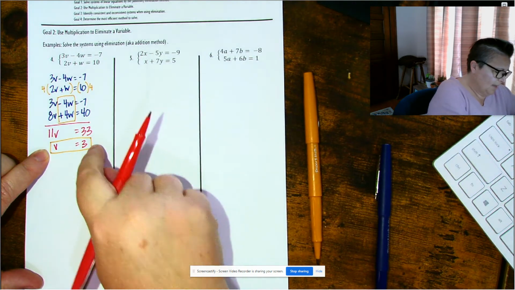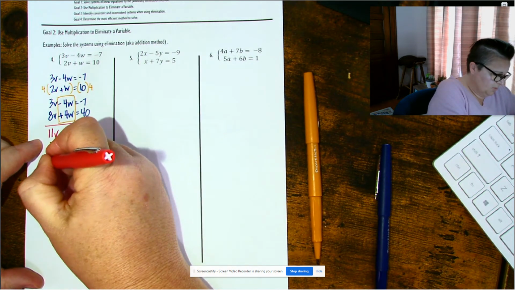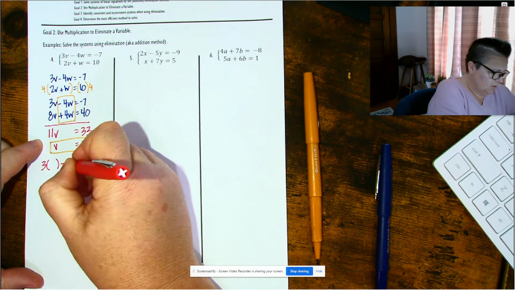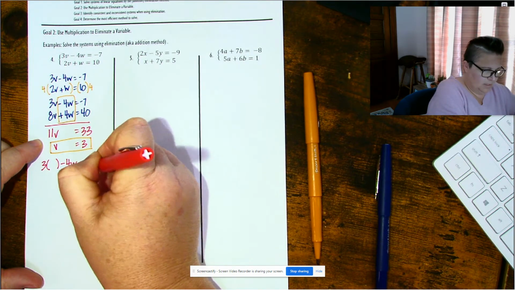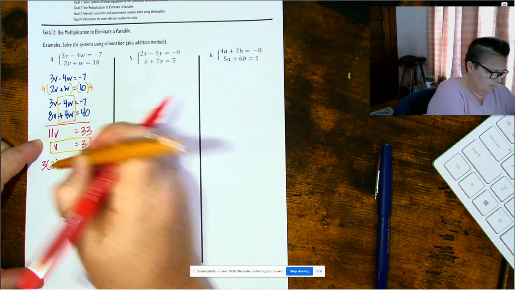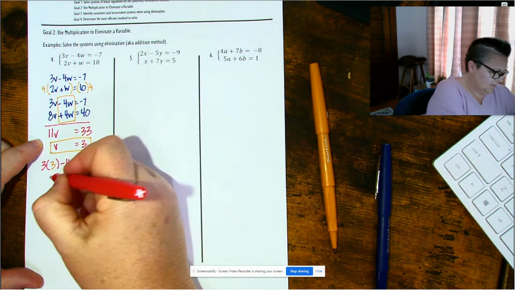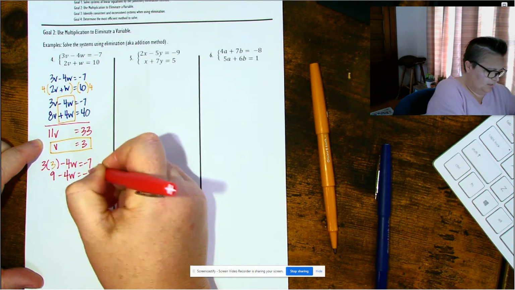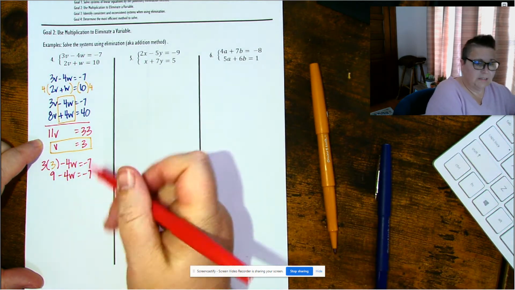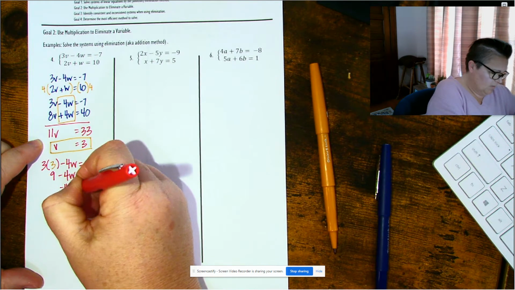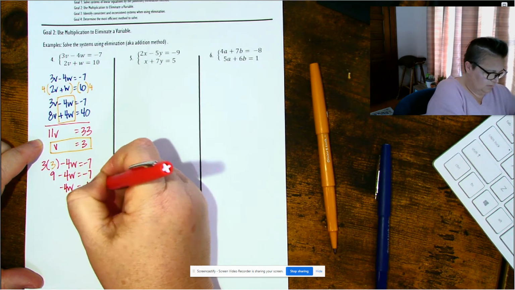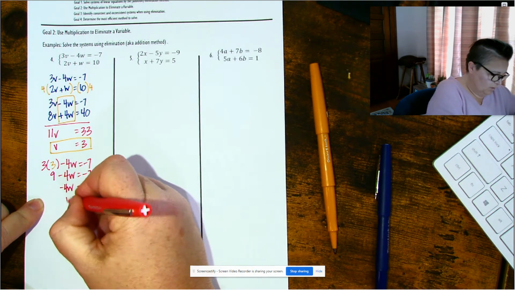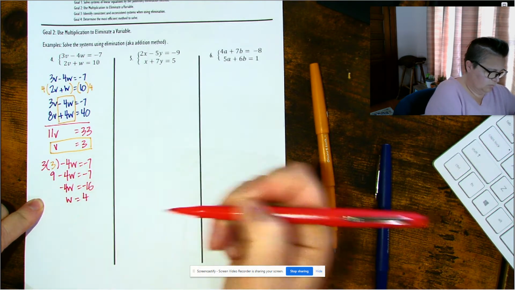Now I'm going to put that in. I'm going to do the first equation. So I'm going to have 3 times whatever v is, which I just found, minus 4w is equal to a negative 7. That's a 3. So that's going to be 9 minus 4w is a negative 7. I'm going to subtract 9 from both sides. Minus 4w is a negative 16. I'm going to divide both sides by negative 4. So I have w is equal to a 4.